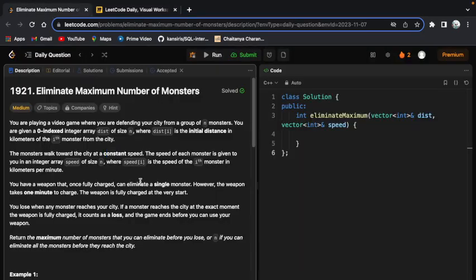Now we know the situation, so what is it that we want to calculate here? We are given a weapon that once fully charged can eliminate a single monster. However, the weapon takes 1 minute to charge, and the weapon is fully charged at the very start. You lose when any monster reaches your city. If a monster reaches the city at the exact moment the weapon is fully charged, it counts as a loss and the game ends before you can use your weapon. So we need to return the maximum number of monsters that you can eliminate before you lose, or n if you can eliminate all the monsters before they reach the city.